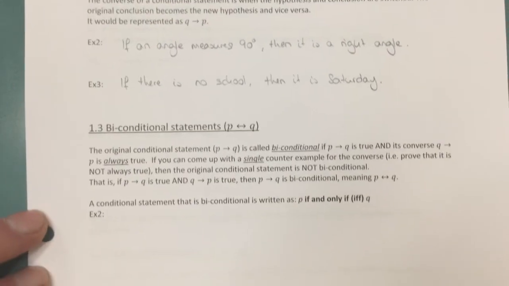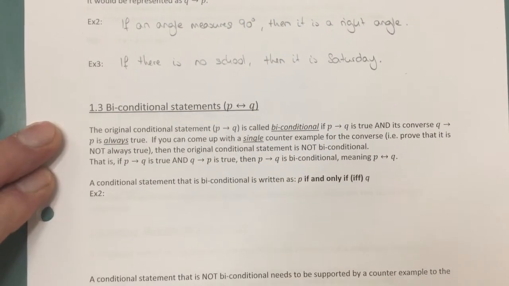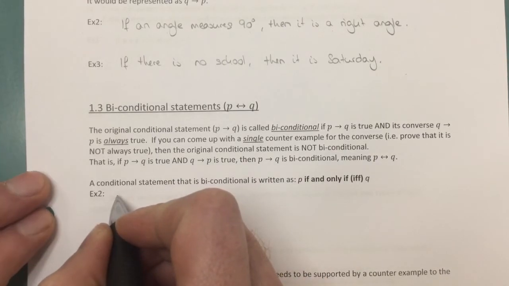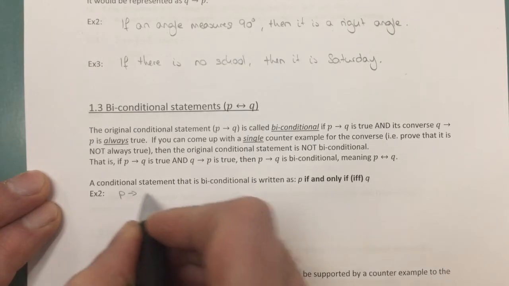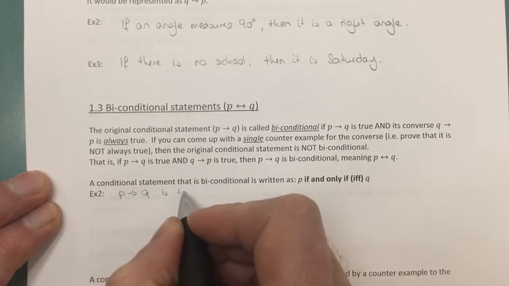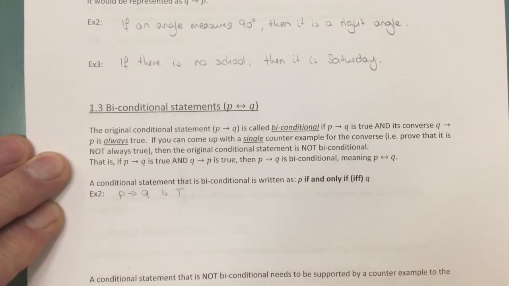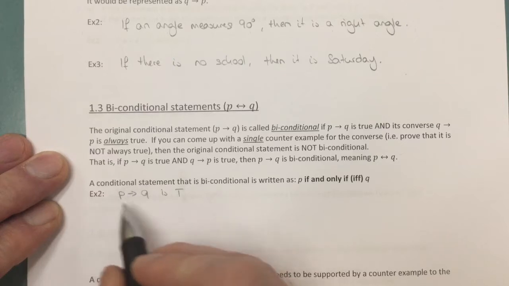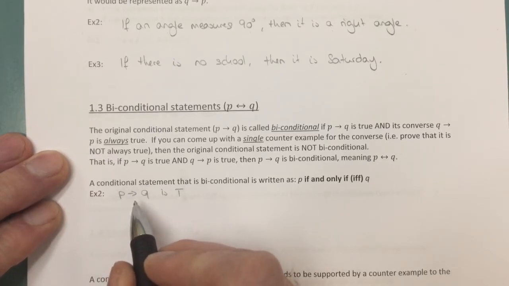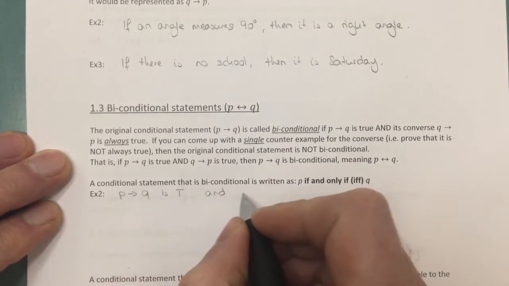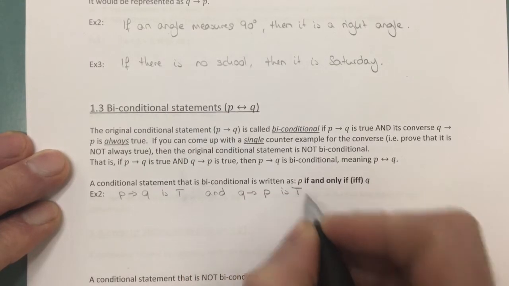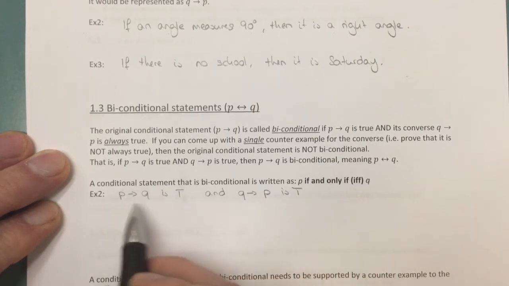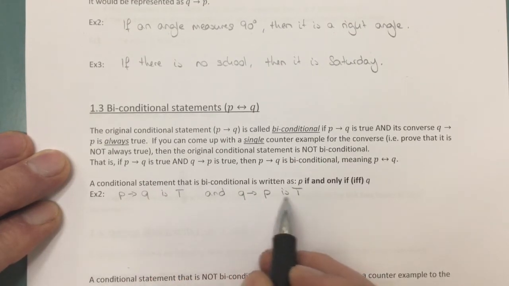So let us take a look at the second example again. We already said that the conditional is true, and just again to be more efficient, I will write down P to Q is true. Capital T stands for true. P to Q stands for the conditional statement that we had on the first page. And the converse is true as well. So P to Q is true and Q to P is true.